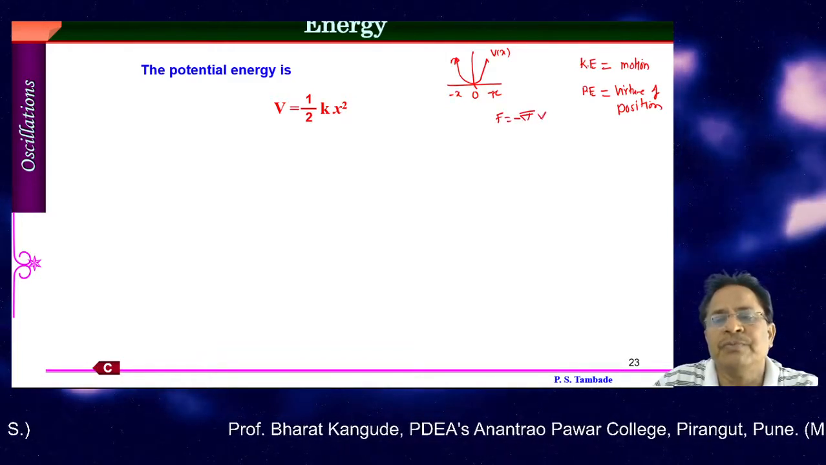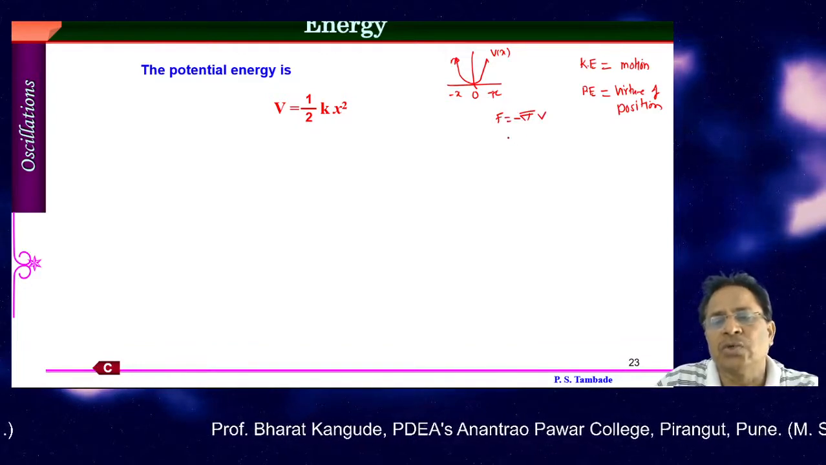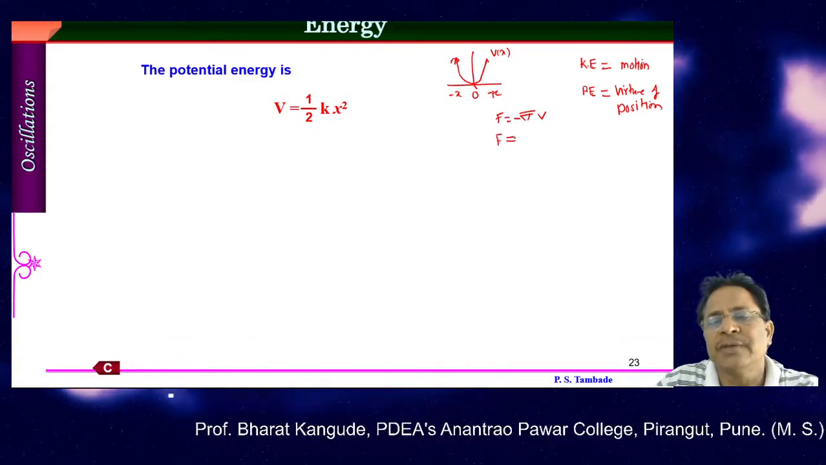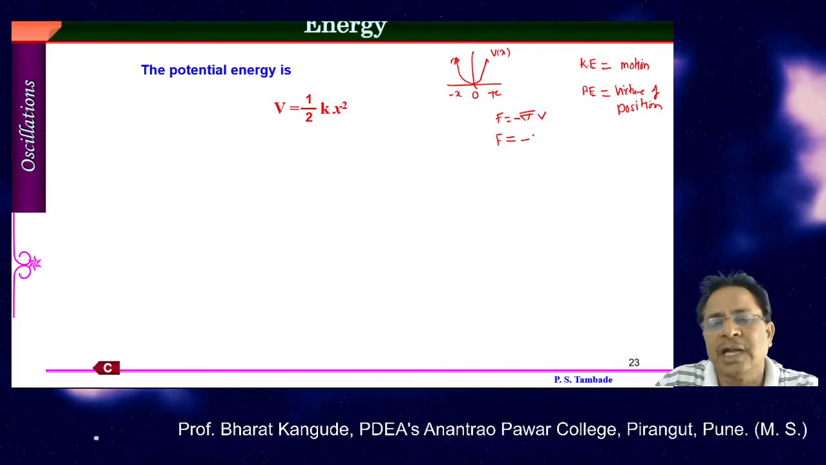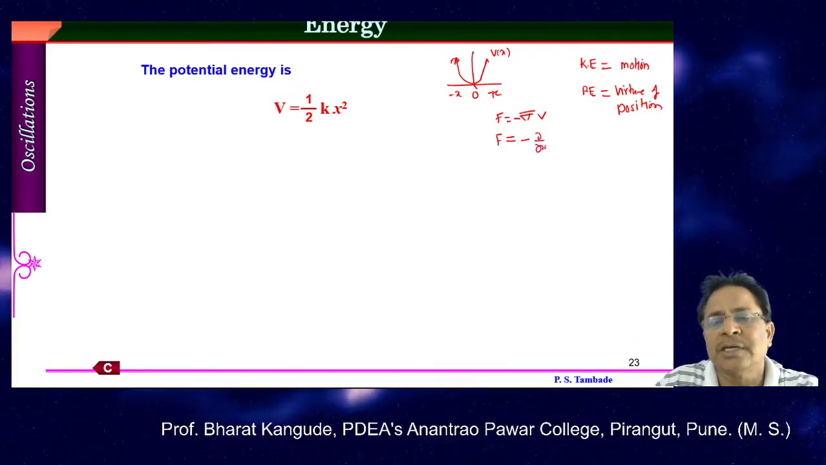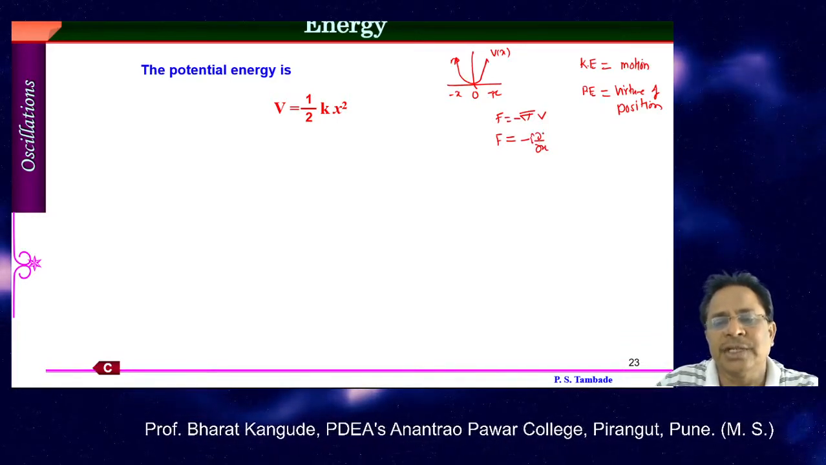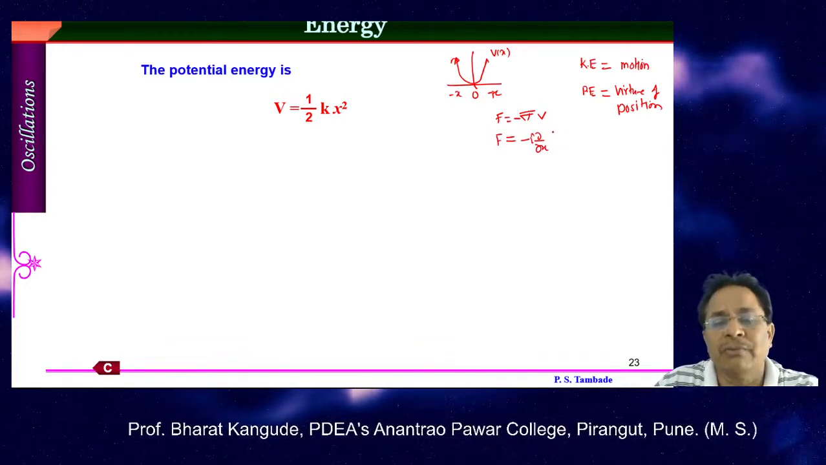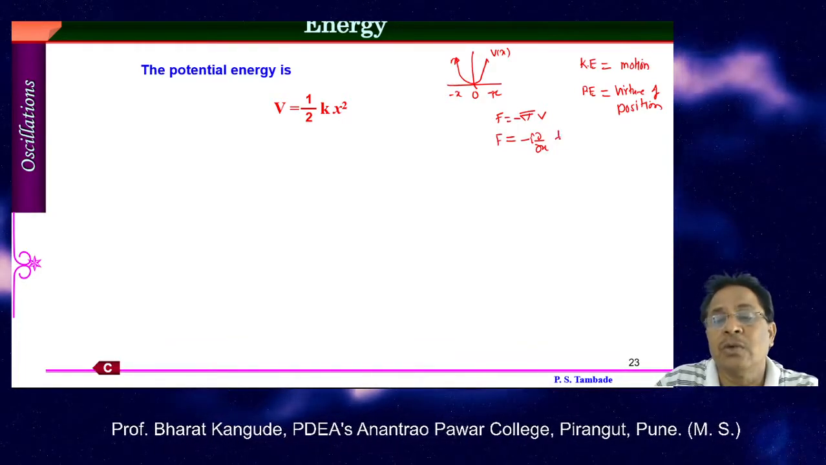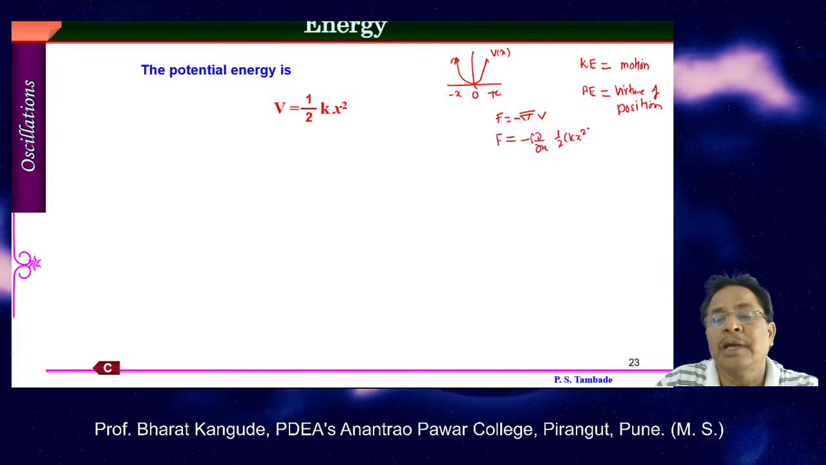V is the scalar potential. So taking its differential, we get F is equal to minus grad V, which means it is simply del by del x, i cap, if its direction is given. And V is going to be 1/2 k x square.